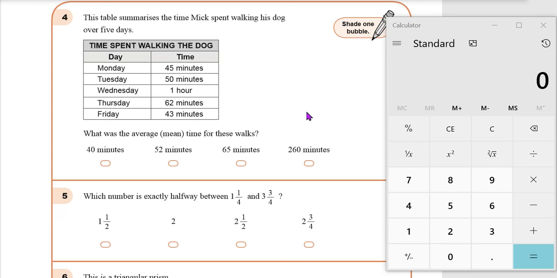The fourth one, you can use a calculator here. You need an average of all these times. So you just add them all up. 45 plus 50 plus there's 60 minutes in 1 hour plus 62 plus 43. Add them all together and then divide by 5 to get the average, which is 52.